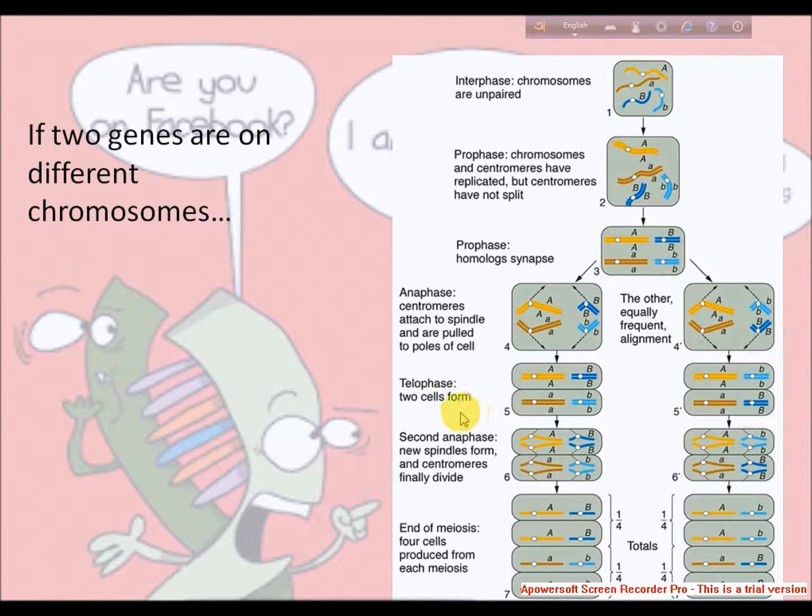This is the telophase, two cells form. The second anaphase, new spindles form and centromeres finally divide. And at last, the end of meiosis, four cells are produced from each meiosis. The total is 1/4, 1/4, 1/4, 1/4.